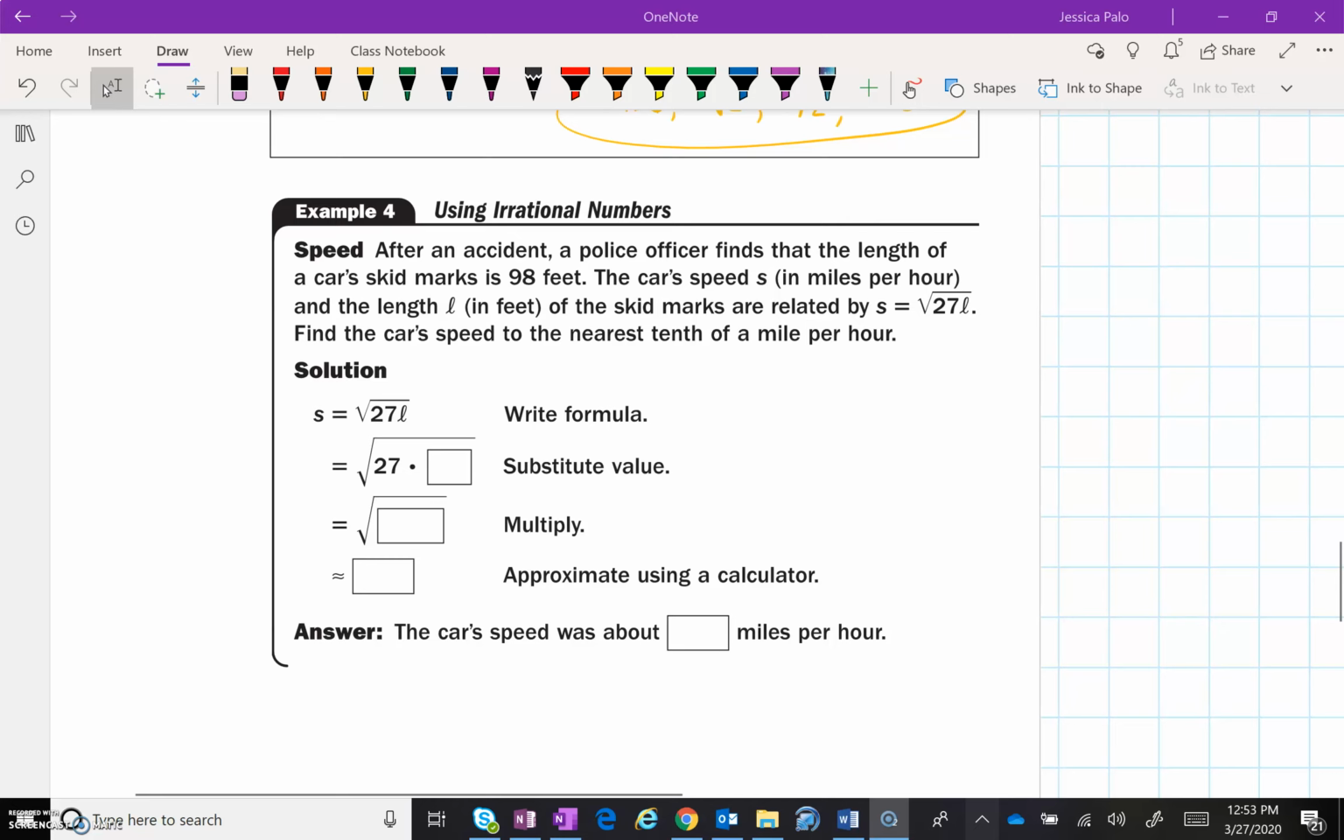So we have speed equals radical 27 times L, L being the length of the skid marks. So we are going to use substitution and substitute 98 for L. Now, inside the radical, we have to multiply 27 and 98. When we do that, we get radical 2,646. And because this is a real-life approximation, we are going to plug that number into the calculator and get a decimal approximation. So our answer is approximately 51.4. So that means this car was traveling 51.4 miles per hour. Now, if this was a 35, they were traveling 51.4 in a 35, they're definitely getting a ticket.